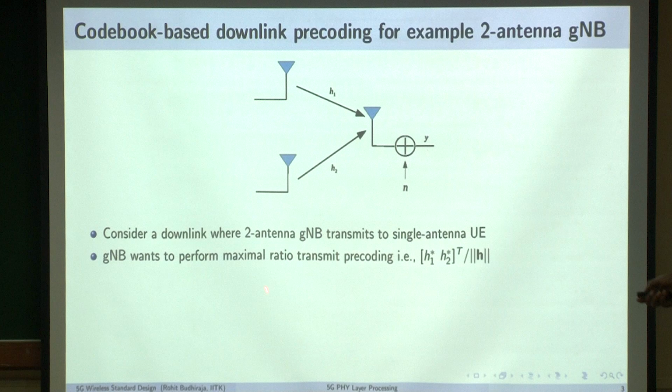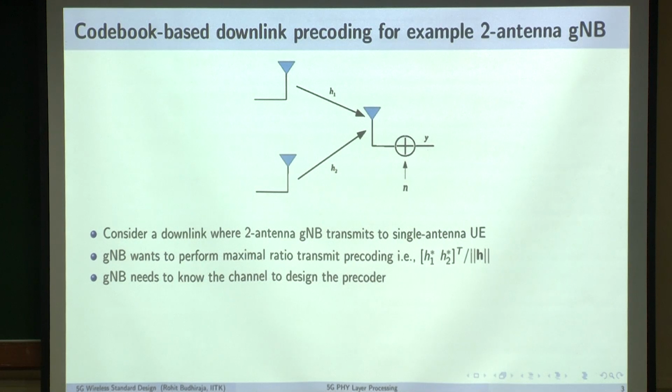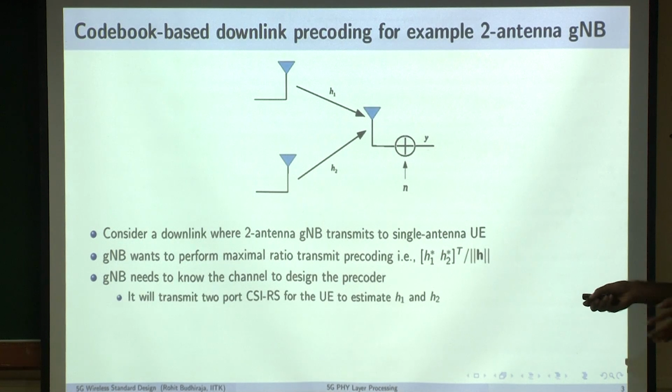The base station wants to do this, but it does not have this information. How will it do it? Because in order to precode, to use h1 star over norm of h here and h2 star over norm of h here, it needs to have the channel information, and it doesn't have that. That is the case we are considering: how this problem is solved in the standard. So now what will it do?